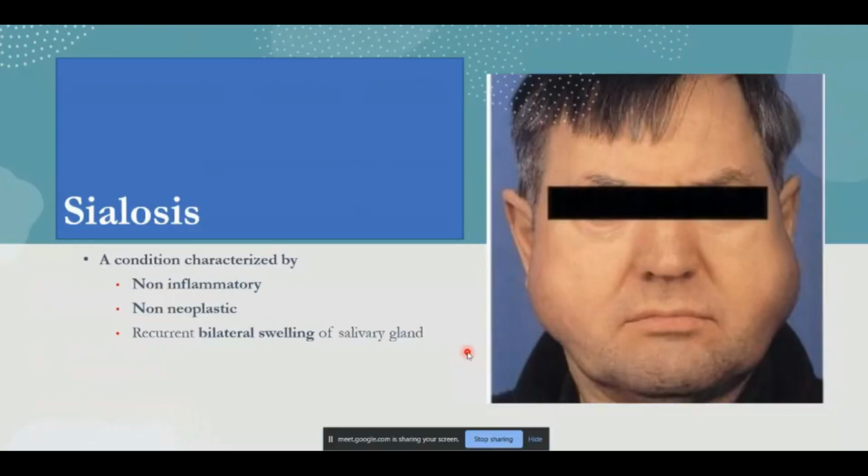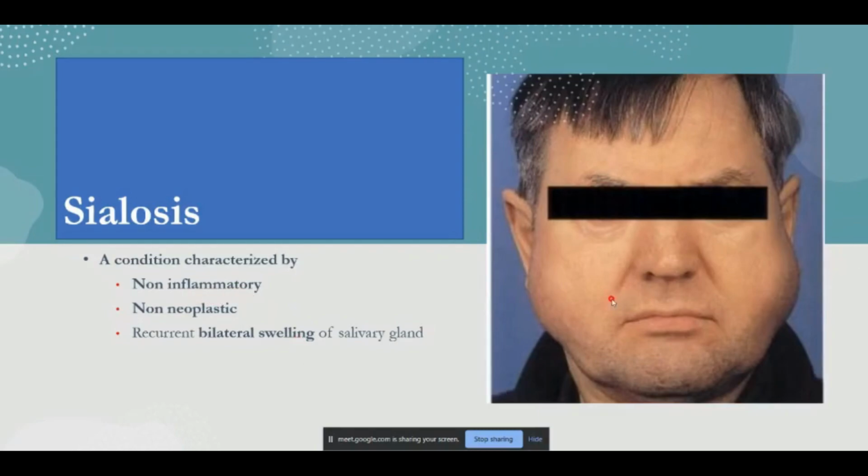Okay. So before that, I just want to mention one particular condition called sialosis. This is a non-inflammatory and non-neoplastic salivary gland disorder. If you remember the classification, there was obstructive disorder, functional disorder, non-neoplastic disorder, and then the neoplastic disorder. So sialosis is a non-neoplastic disorder, and it is neither associated with inflammation as well.